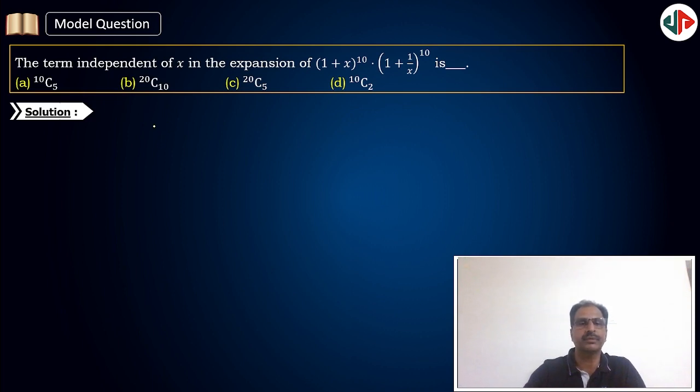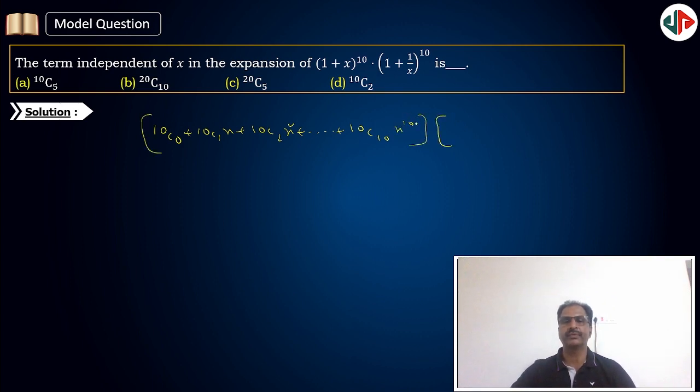Next question, the term independent of x in the given expansion. What is the 1 plus x whole power 10 expansion? 10c0 plus 10c1x plus 10c2x square plus so on, 10c10 x power 10, into the expansion of 1 plus 1 by x whole power 10. The difference between 1 plus 1 by x whole power 10 and 1 plus x whole power 10 is that in place of x we have 1 by x, that's it. So 10c0 plus 10c1 into 1 by x, 10c2 into 1 by x square, so on, 10c10 into 1 by x power 10.